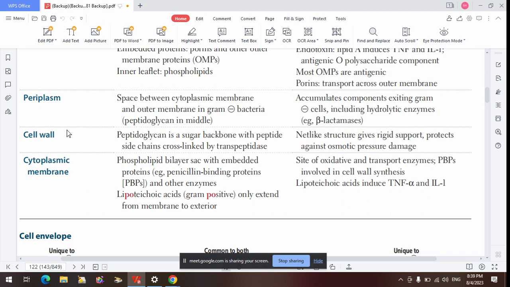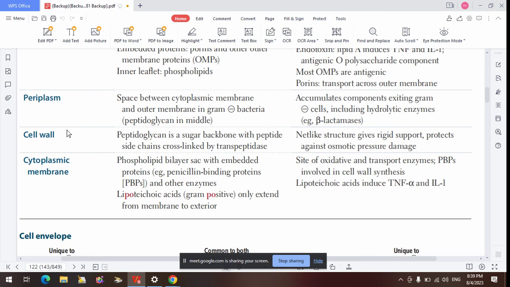And I've mentioned it briefly that the cell wall contains what? Peptidoglycan. The cell wall contains peptidoglycan. The cell wall is present in both gram-positive and gram-negative. So the spore is present in only gram-positive. The outer membrane is present in only gram-negative. The cell wall is present in both of them, but they have different features.